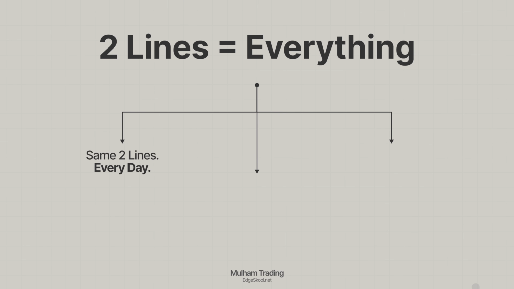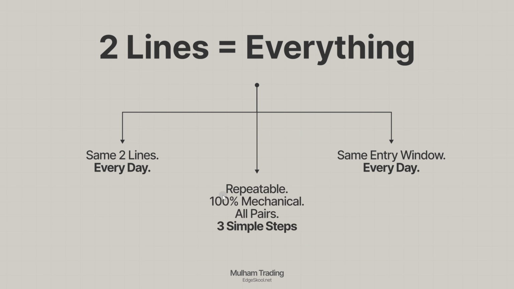So 2 lines equal everything. What does that mean? First of all, we're going to be having the same 2 lines happening at the same time every day, and these are going to be used in order to find our setup. And we're going to focus on the same entry window every day also. So we're going to be focusing on a specific time of the day to draw the 2 lines, and also a specific time of the day in order to find our entry. So we're going to be looking at specific hours only on the chart. And the main goal is to make it repeatable and 100% mechanical. We're going to be focusing on this later, and it's going to consist of 3 simple steps.